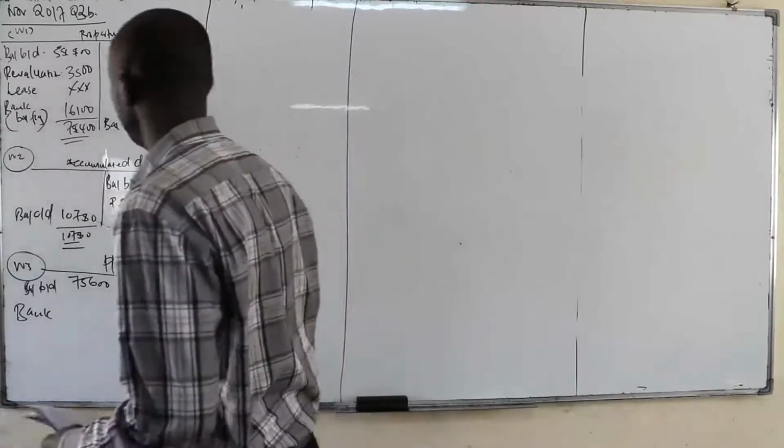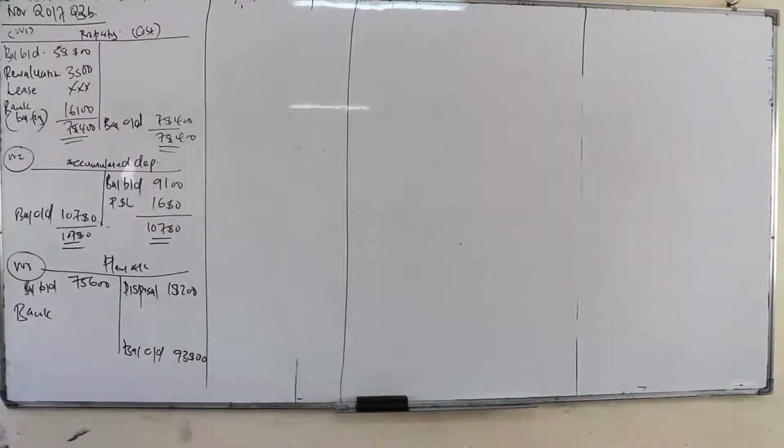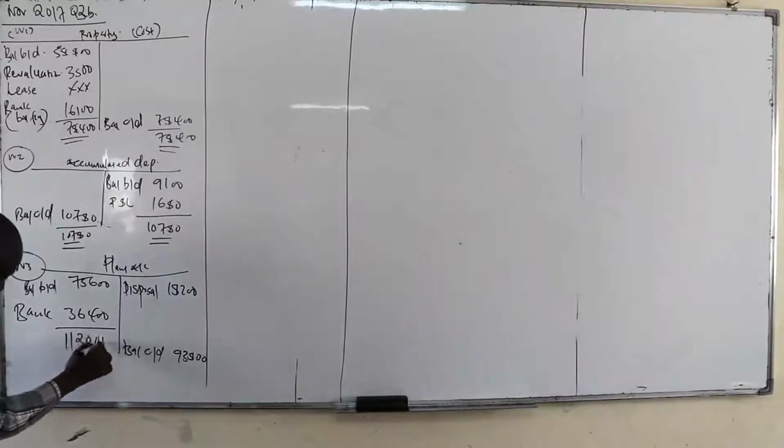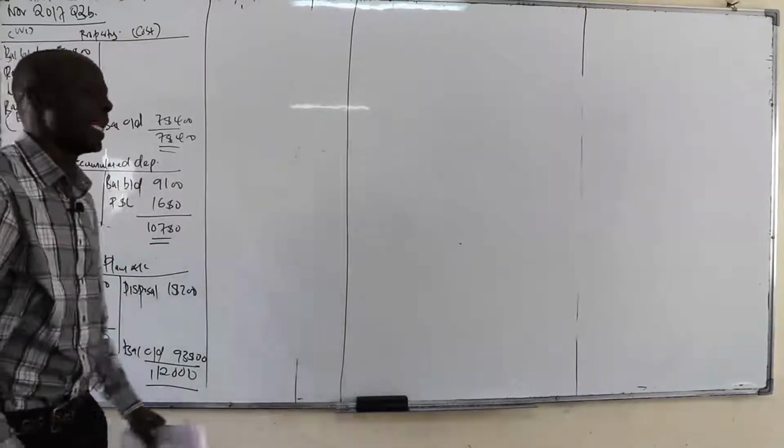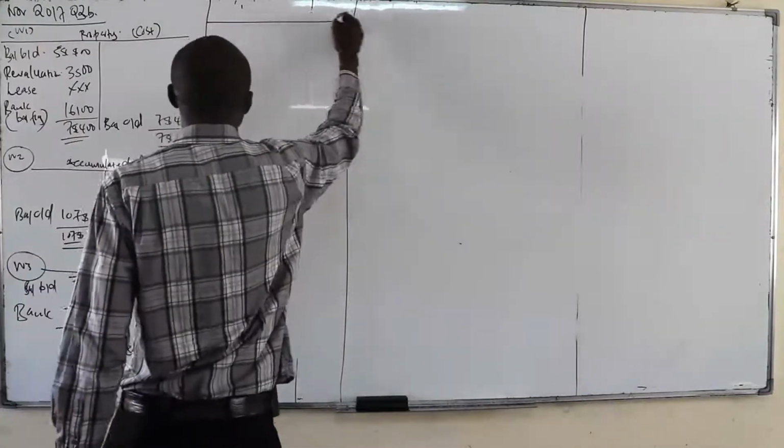How much do you get? 86,100. Sorry? 36,400. So the total will be how much? $112,000. So this is 112,000. And every time, you all open here an accumulated depreciation account.